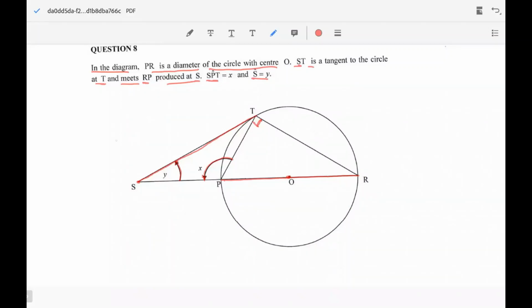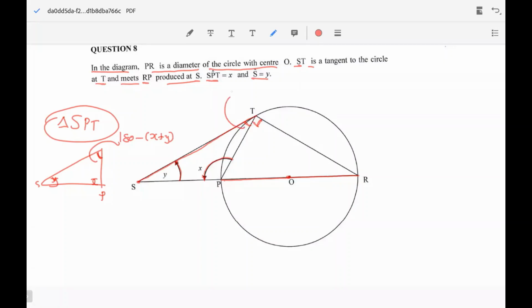In triangle SPT, when you focus on the triangle, we already have our S, which is Y, and P, which is X. So definitely to get this angle here, that will be 180 degrees minus (X plus Y). So that's also a good analysis. This is 180 minus (X plus Y) when you subtract.